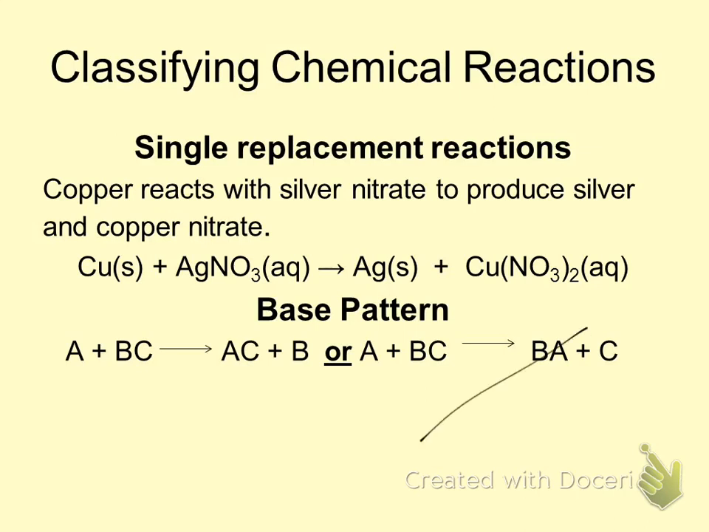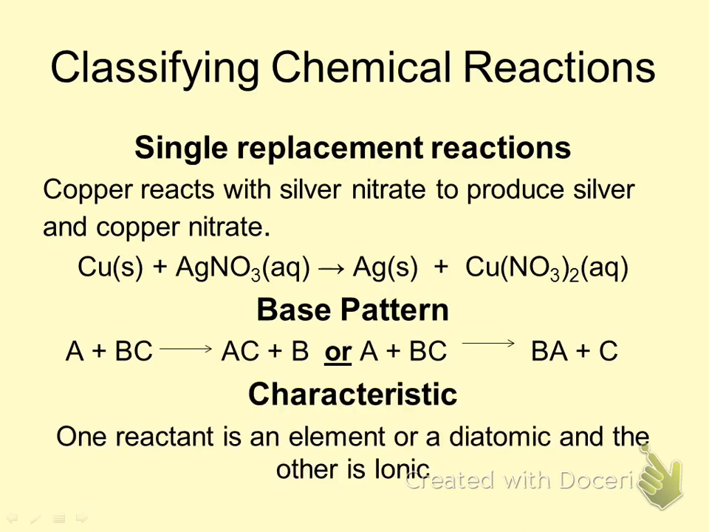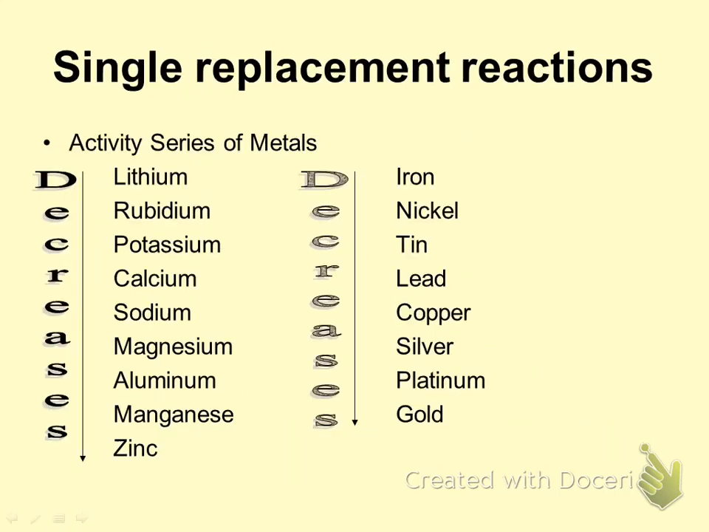Now, once we have finished this, our characteristic is one reactant that is an element or a diatomic with the other that is an ionic compound. Once we see this, whether it's the compound first and then the single element, or the element and then the compound, we automatically know this is a single replacement reaction. We need to look and see which of our two will actually be replaced.